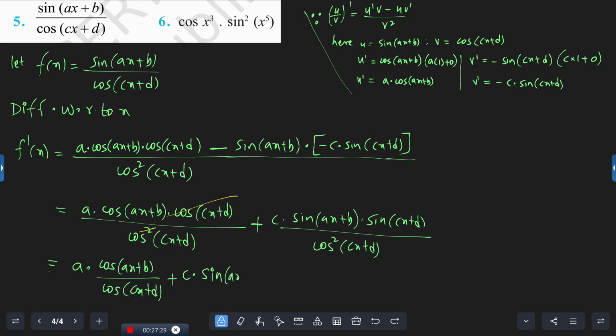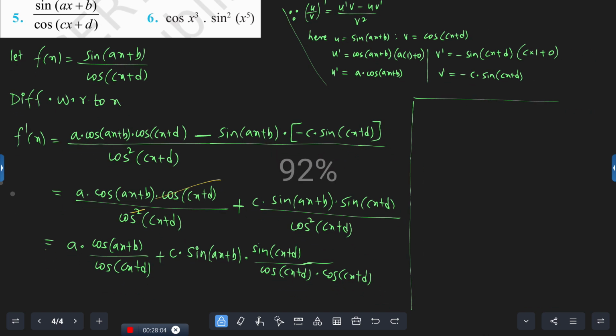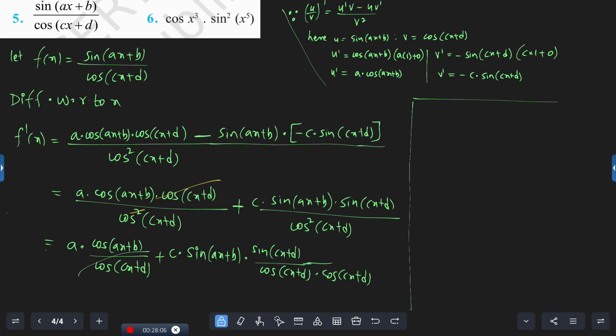Sine of ax plus b into, this cos square we can write as cos into cos, because sine is there. Sine by cos we can write as tan. So sine of cx plus d, one cos I am giving for this, and one more cos let it be as it is, cx plus d. Then here also, the denominator cos we can write as secant, because 1 by cos is secant.